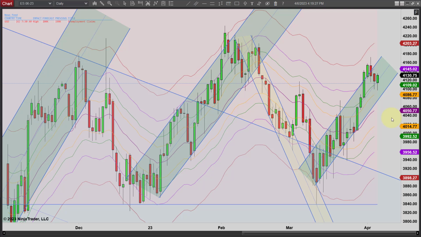We did relieve some of the overbought conditions. Now we're down between the green and the purple. We got down to the gold almost, so we did relieve some of the overbought conditions that we were seeing. So a little correction. We could go higher again now.